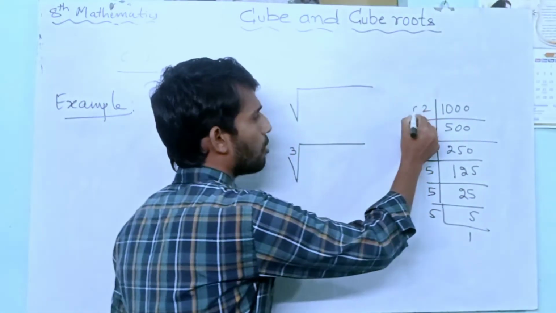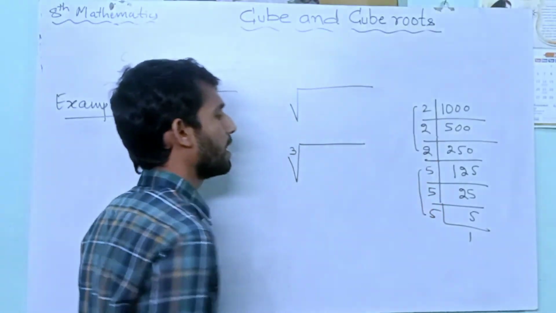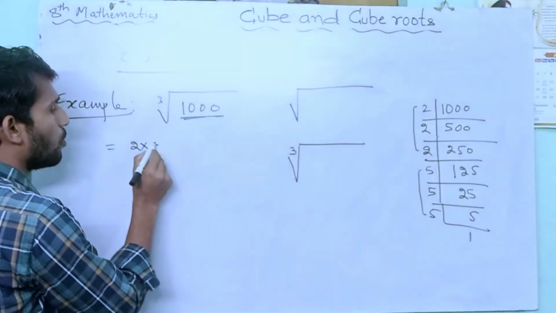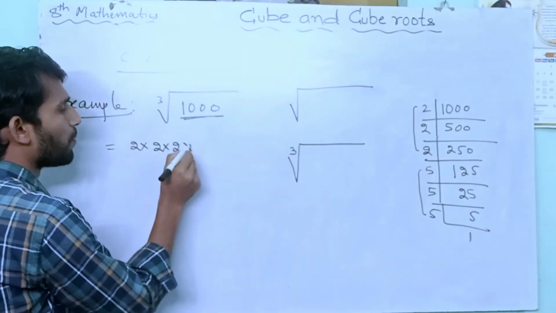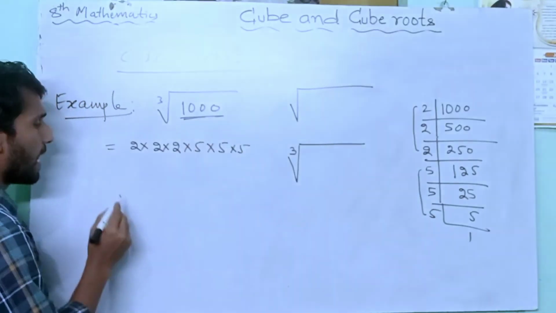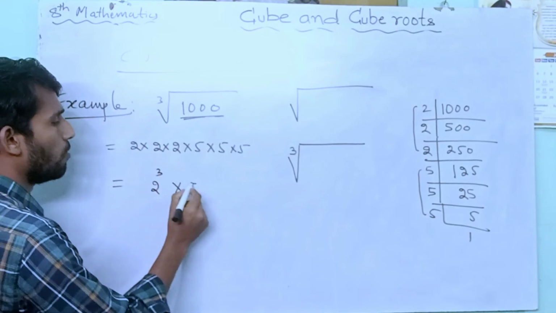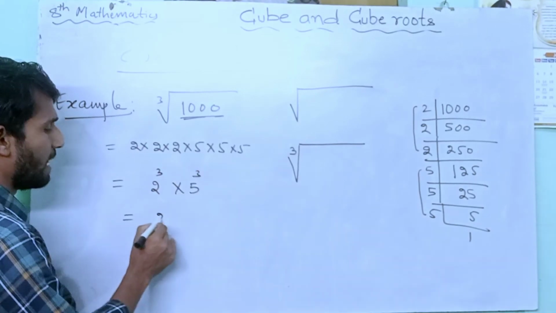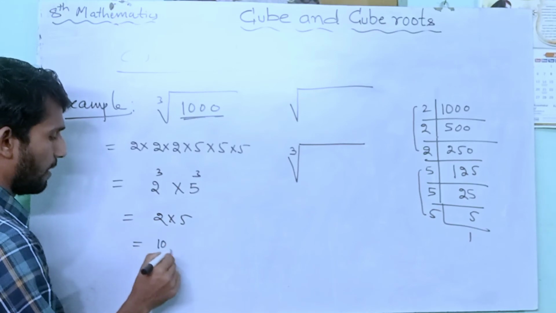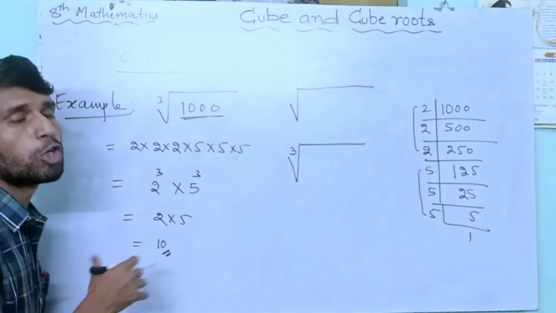We got 2 a total of 3 times and 5 also a total of 3 times. Now we can write 2 into 2 into 2 into 5 into 5 into 5. Now we can write this as 2 to the power of 3 into 5 to the power of 3. You will get 2 into 5. When you multiply, you get 10. This is the solution. Student, this is the method to find the cube root.